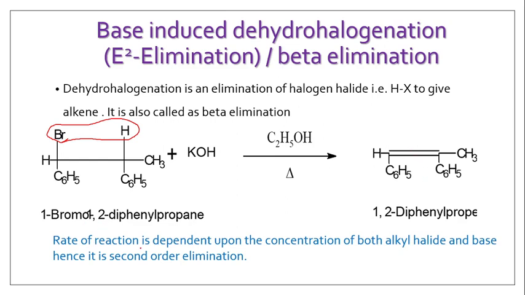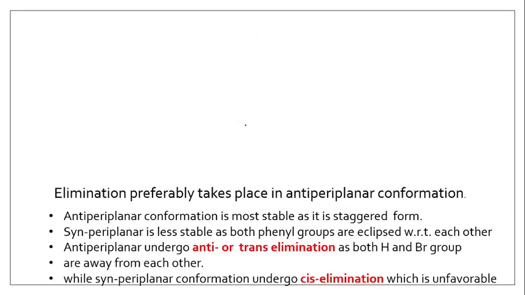The rate of the reaction depends upon the concentration of both the alkyl halide, that is this one, as well as the base. Hence it is called a second order reaction, so this is second order elimination. This is also called beta elimination because the atoms from the beta position are eliminated. This is alpha with respect to Br and this is beta with respect to Br. So the hydrogen and bromine, at beta position with respect to each other, are eliminated, and hence this is called beta elimination.